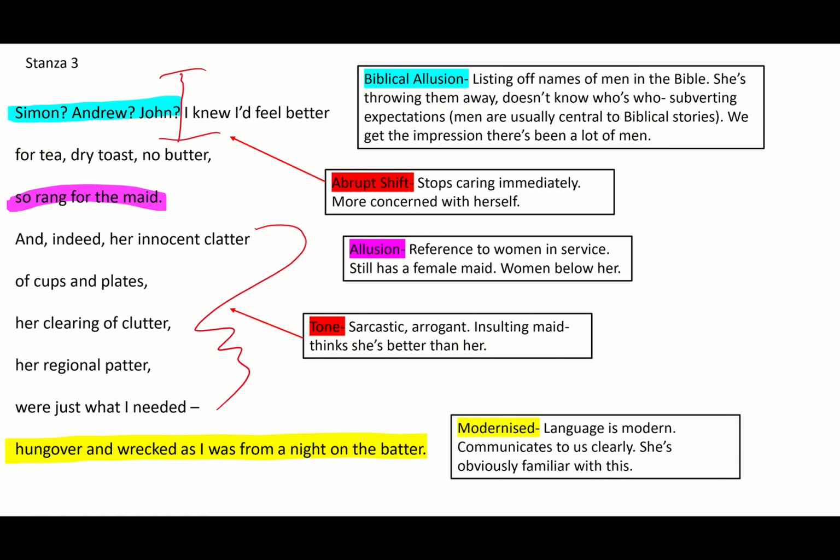And she's obviously familiar with this feeling, right? So she's been here before. She knows this. It's not the first time. So we get the impression that this is what she kind of does for fun. And again, are we judging her for this? And if we are judging her, are we judging her because she is a woman?